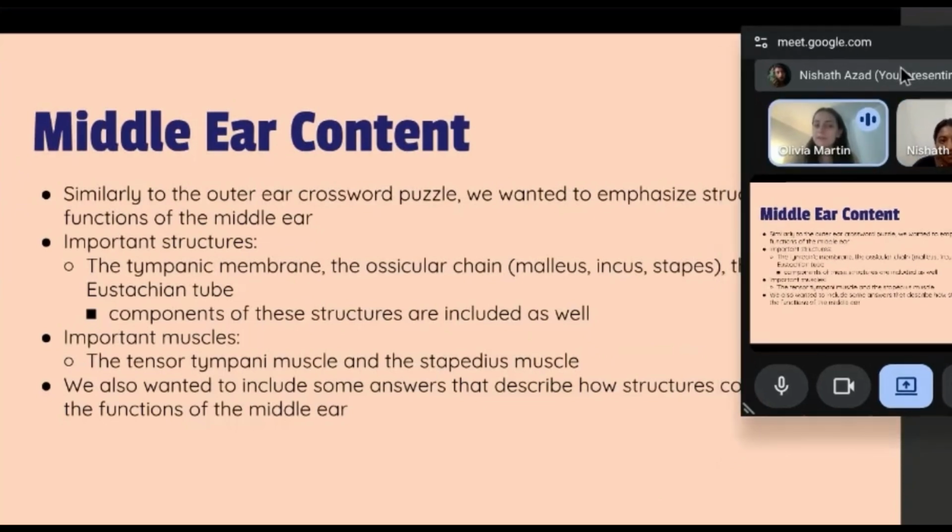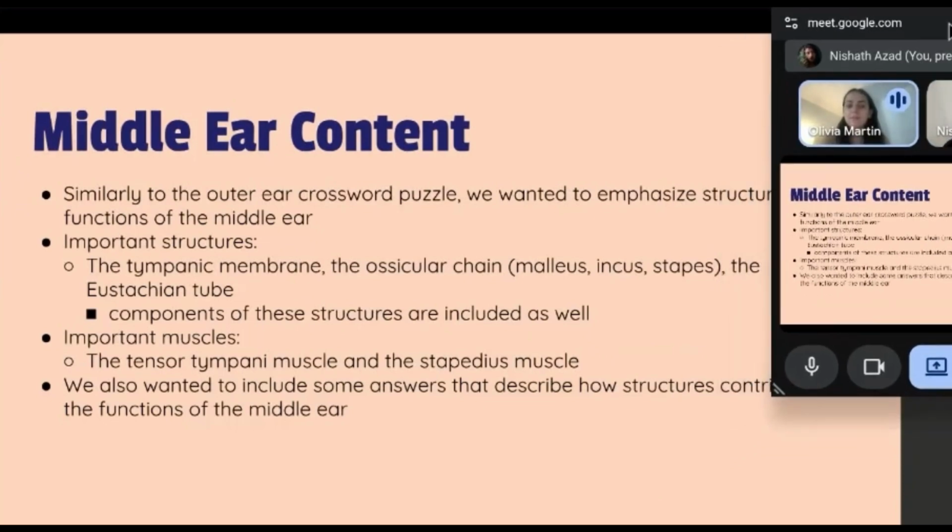For the middle ear crossword puzzle, I formed 20 questions. And similarly to the outer ear crossword puzzle, we wanted to emphasize structures and functions of the middle ear. Some important structures I included were the tympanic membrane, the ossicular chain, including the malleus, incus, and stapes, and the eustachian tube. I also discussed some components of these structures as well. I discussed important muscles like the tensor tympani muscle and the stapedius muscle, and then I also described how different structures could contribute to the functions of the middle ear.